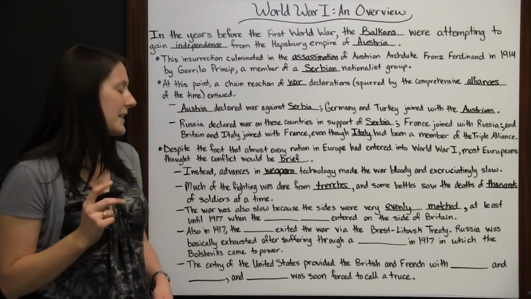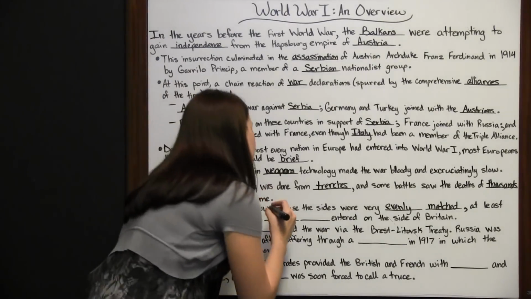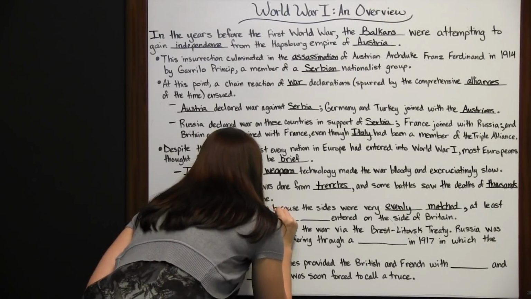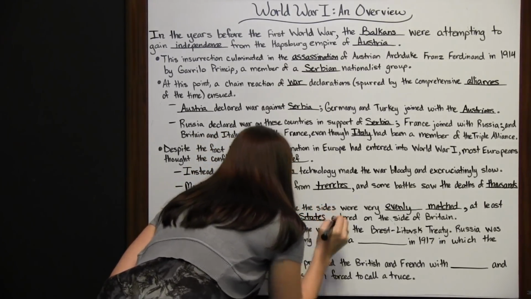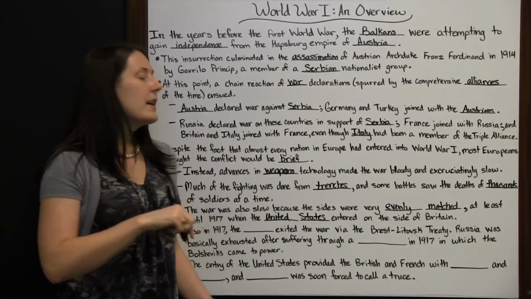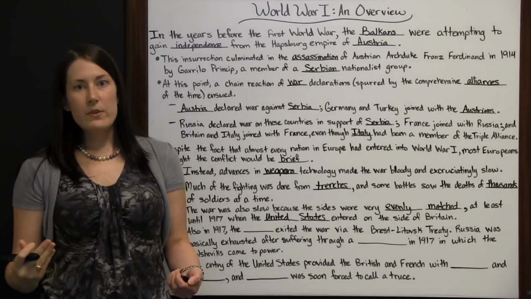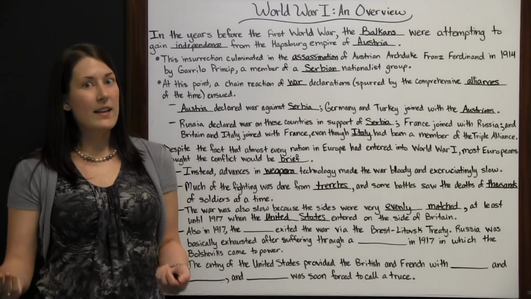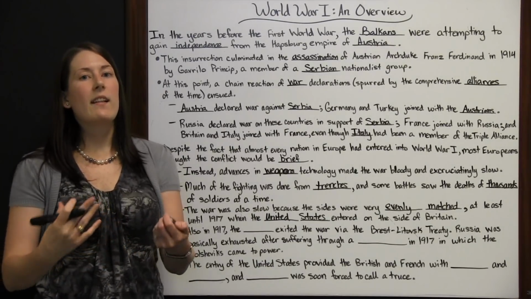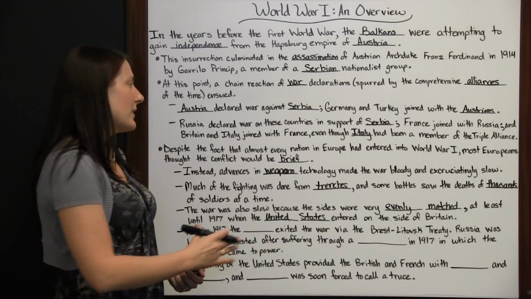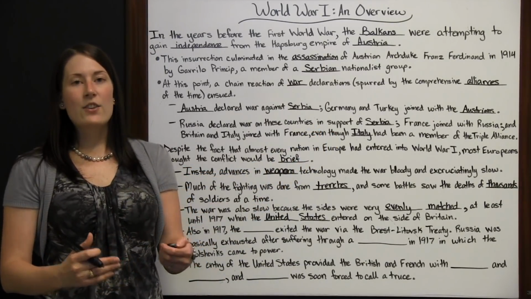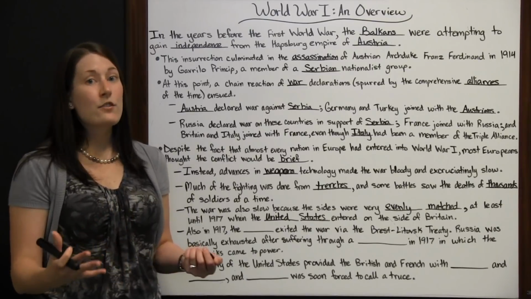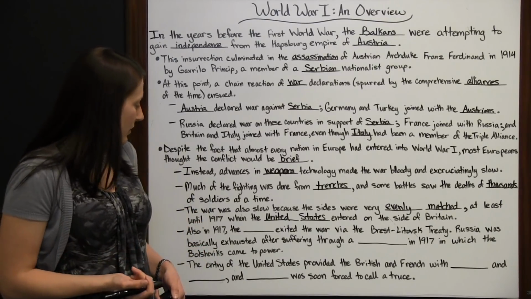At least until 1917, when the United States entered on the side of Britain, which means they would have been backing up Serbia as well, but really they were there because Britain was there and they had another kind of alliance of their own where the United States said, okay, I'll help you, Britain. They weren't necessarily saying, I'm going to help Serbia, but in the chain reaction of countries declaring war, that is what they were doing.